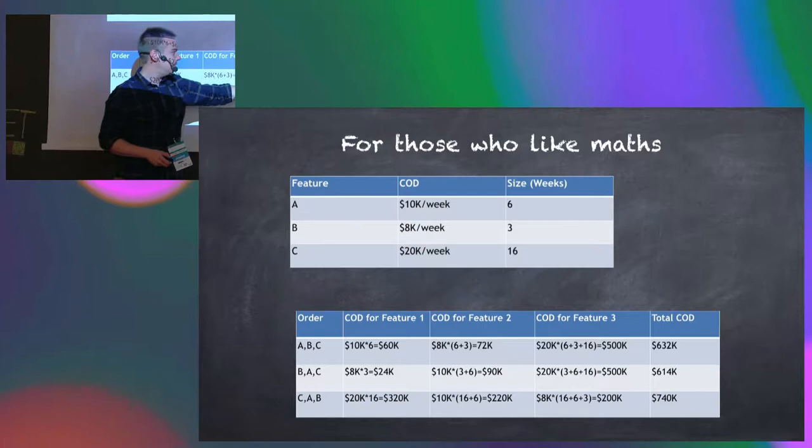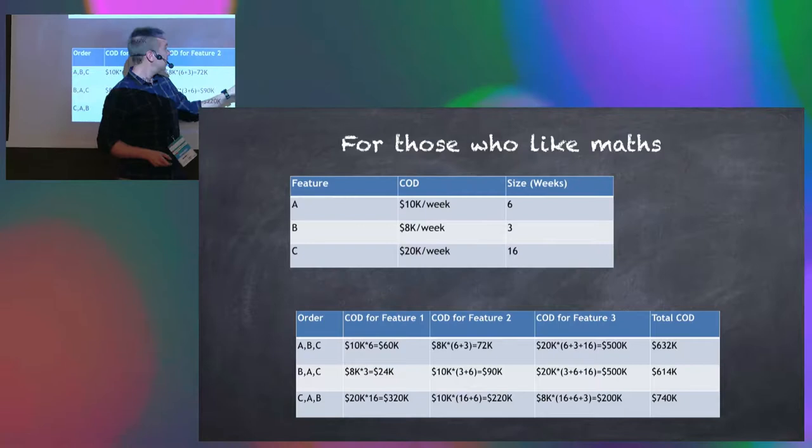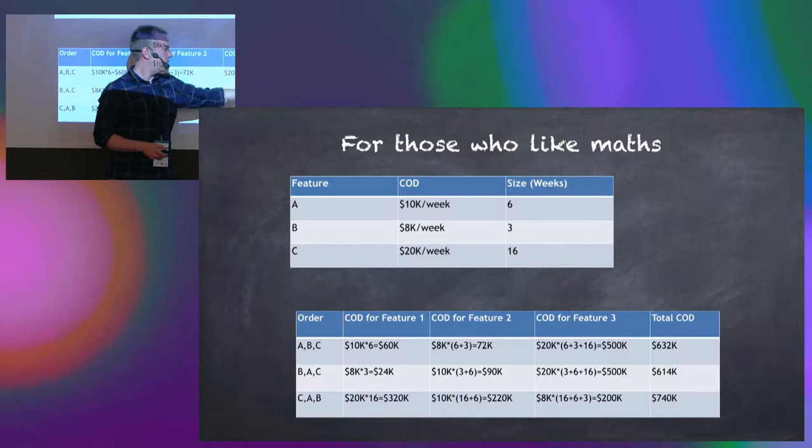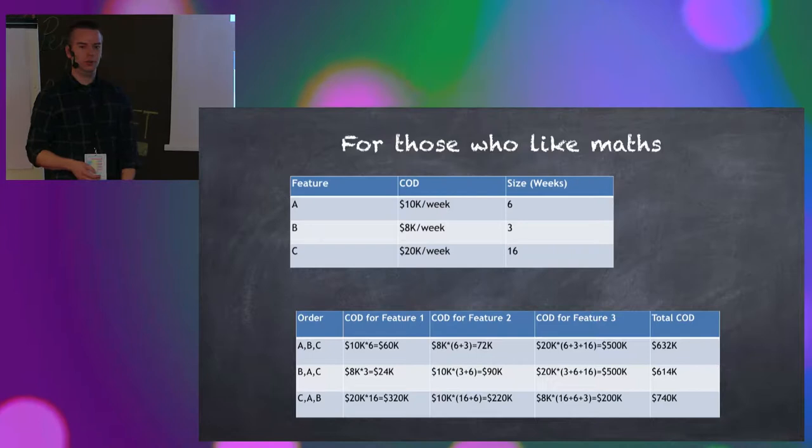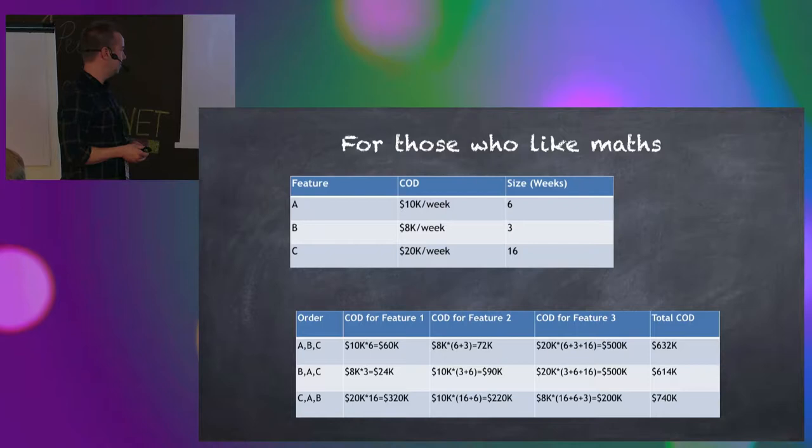And the same happens for feature three. I had to wait for A first, then B, with this cost of $20,000 per week. And that gives me how much this is going to cost me. And it's just to do maths then. Which sequence should we choose in this priority here? Why?